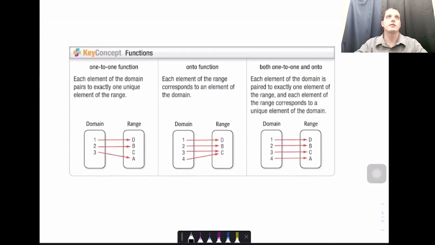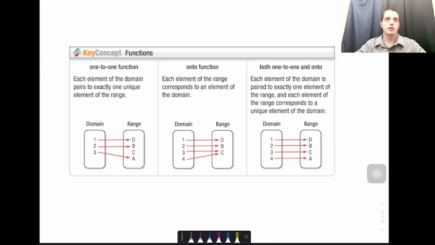All right, here are some of our vocabulary words. We have one-to-one function. So this one right here, this is what happens when each element of the domain pairs exactly to one element of the range. So here we see that the element 1 in the domain goes to D, 2 goes to B, and 3 goes to A. So everything in the domain goes to something in the range. One-to-one function.